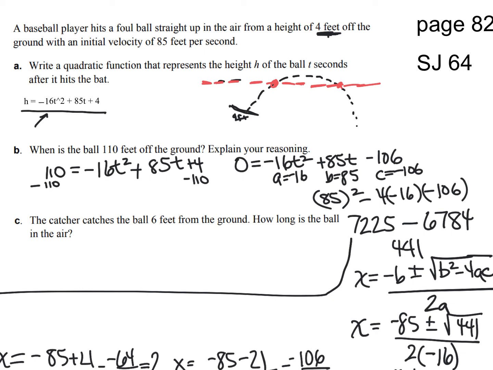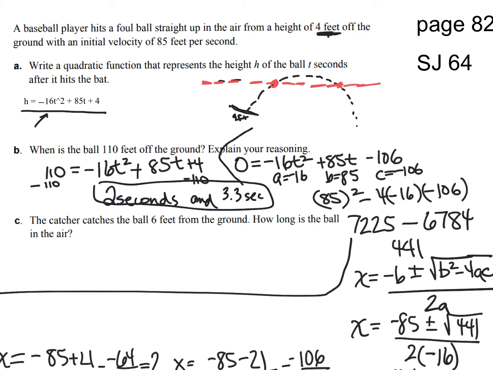Those 2 answers are 2 seconds. After 2 seconds, the ball is 110 feet off the ground. And after 3.3, we'll just round to the nearest tenth, after 3.3 seconds, the ball is 110 feet off the ground. And our reasoning can be explained by this picture here. This line here represents 110 feet. Okay, let's look at the next part.